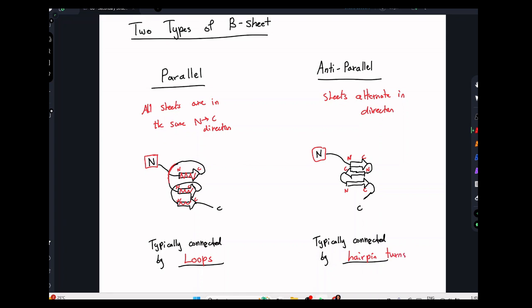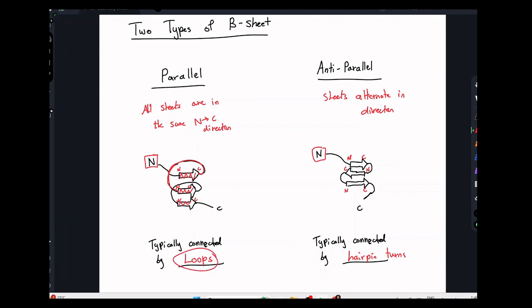Again, it's not a requirement that anti-parallel sheets have to be connected by hairpin turns, but you can see that it's very easy to do, right? Boom, boom, they're close in sequence. It's just a quick turn because you're going the other direction. Again, when you're in a parallel scenario, you can't just go here because then you'd be going the wrong direction. So you have to loop all the way around. That's why you see those big loops.